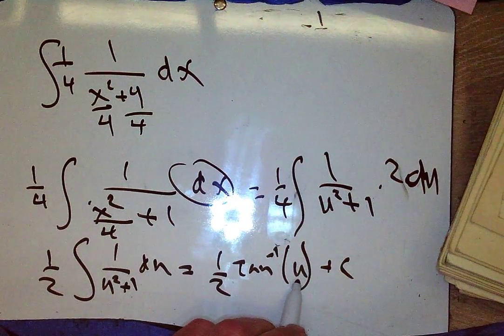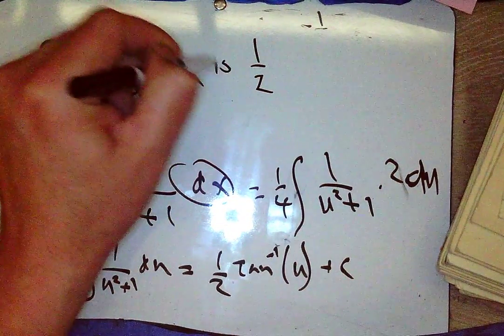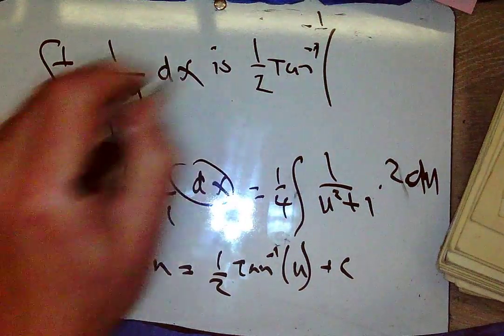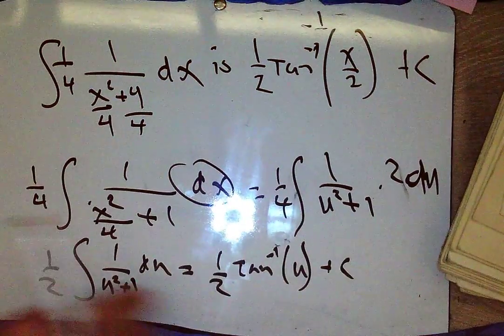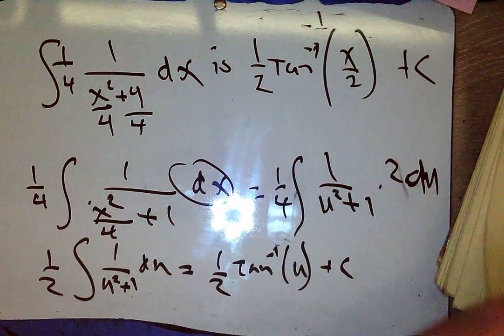Don't leave here. Keep going. Our answer is 1/2 tangent inverse. What did we say our u was? We said x over 2. All right. That's station 4. How about station 5?